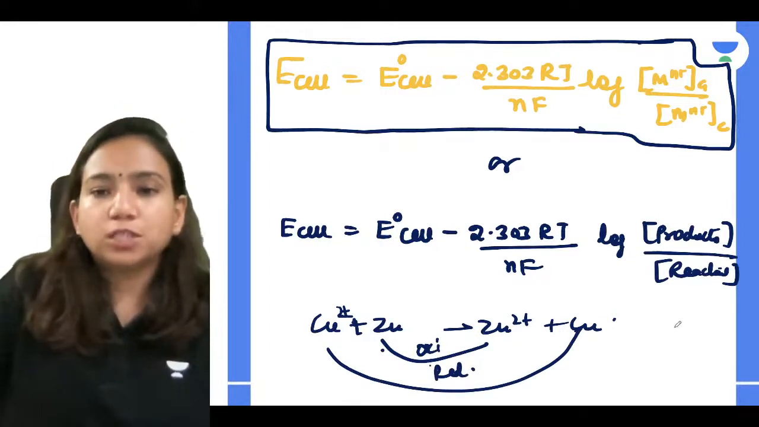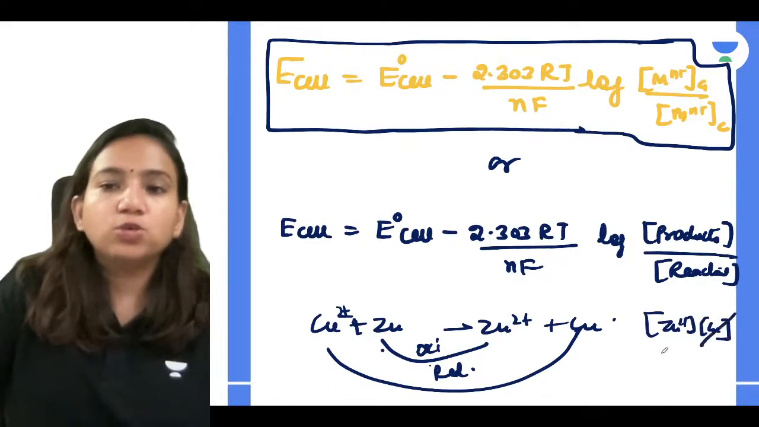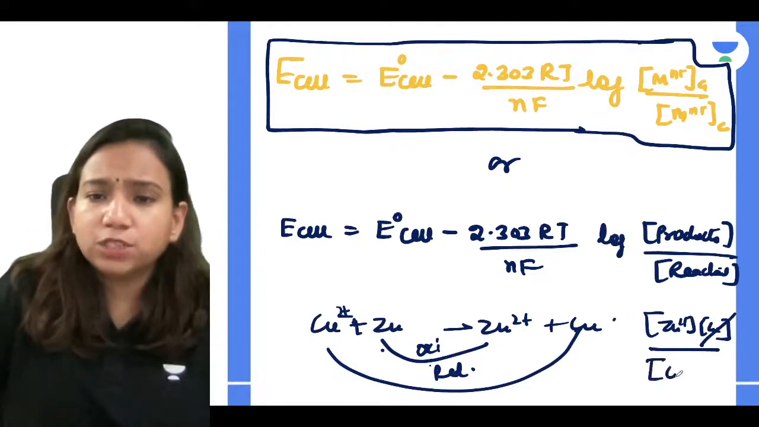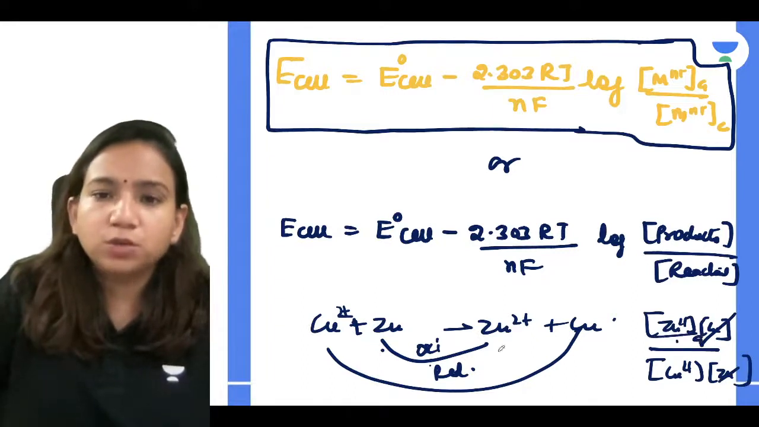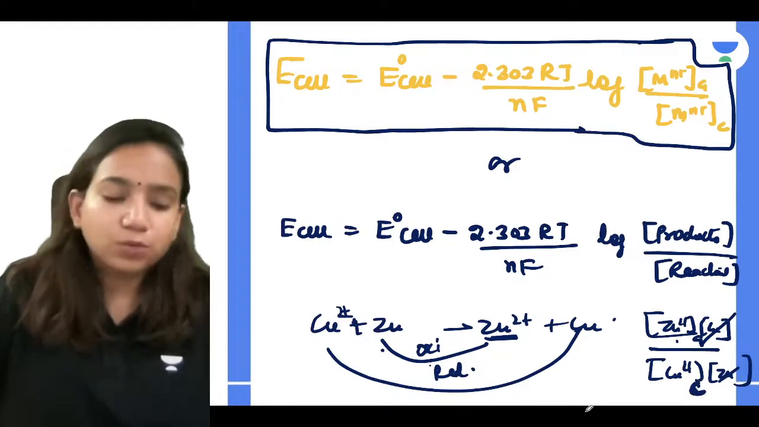So if you write products, you will write Zn2+ concentration and Cu concentration. Cu will be 1 only. And for reactants you will write Cu2+ and Zn, which will be 1 only. So this is the anode because it is undergoing oxidation, and Cu2+ is the cathode. That way you get it.